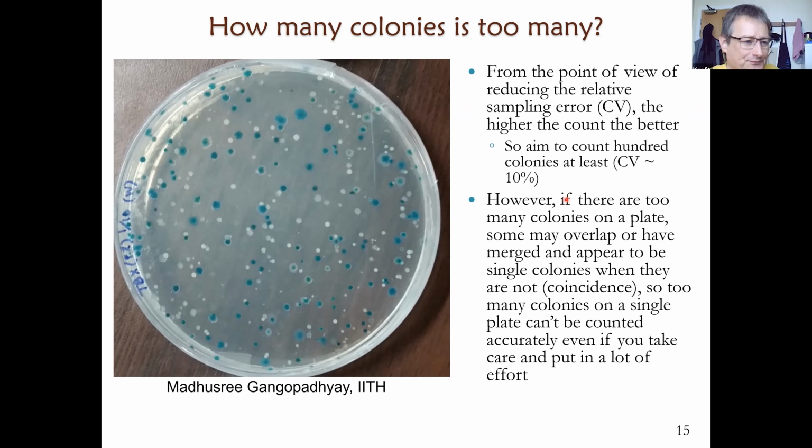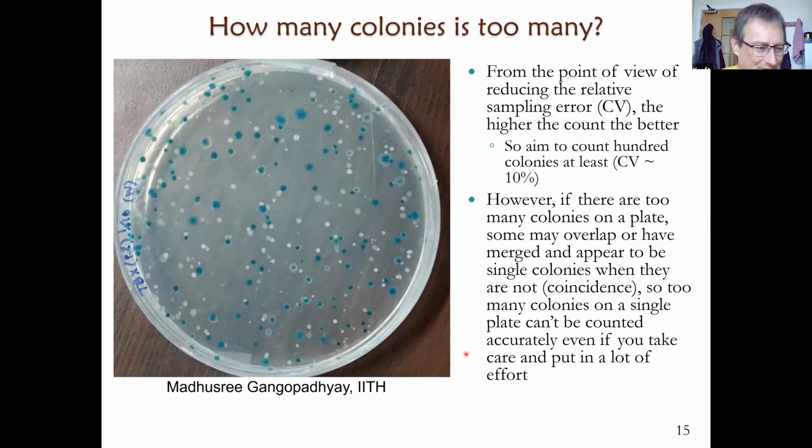And actually, this is called coincidence. How many is too many depends on the size of the colony, as you can probably see from this picture here from Madhusri. There are also some very small colonies, and they are easier to count or distinguish as separate from the others. So it depends on the size of the colony.